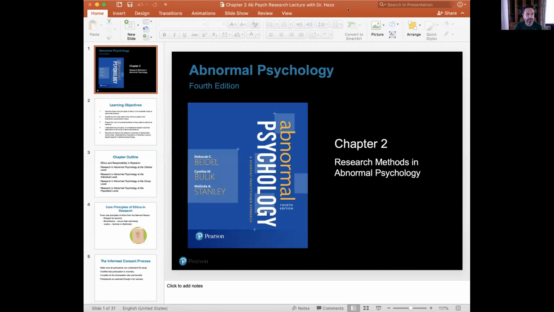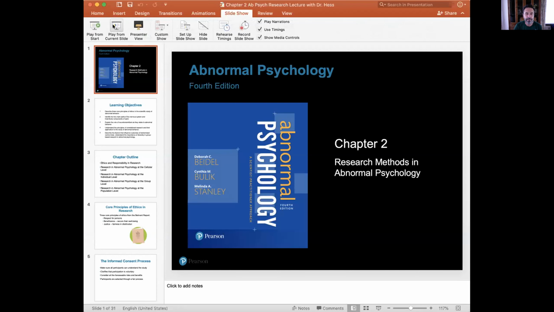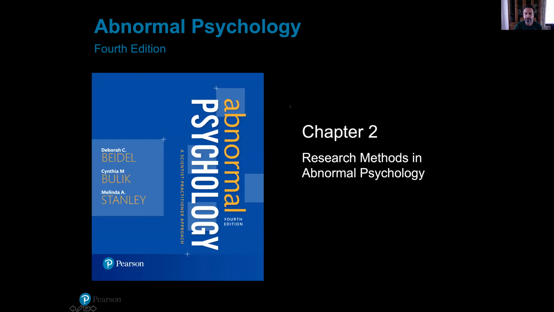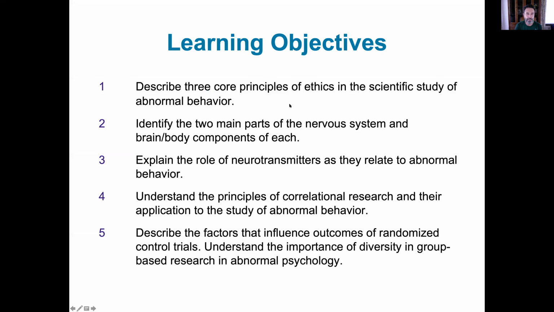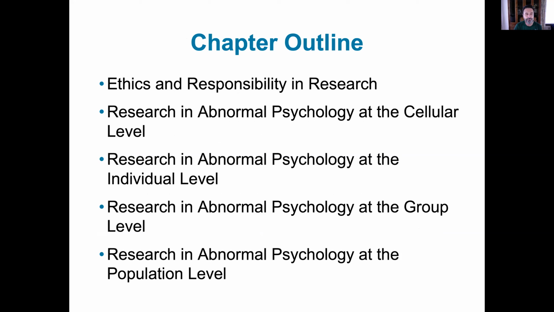Let's start with chapter 2 here. I'll start our share. And here we go. There we go. So these are our learning objectives for chapter 2. We're going to be talking about the ethics and scientific study of abnormal psychology. We'll talk about some of the parts of the nervous system, a little bit about the neurotransmitters, and some other important issues.